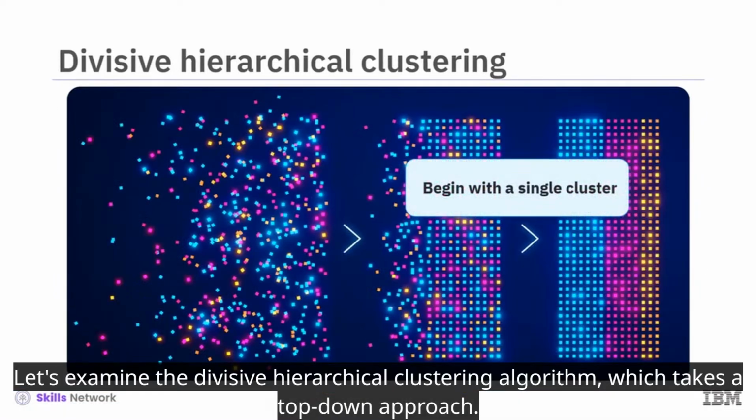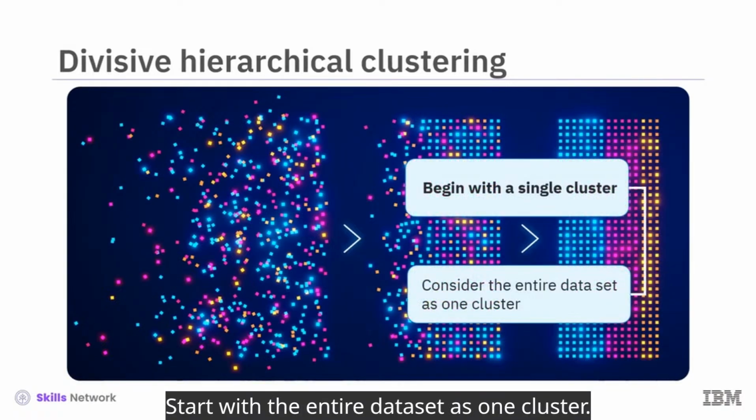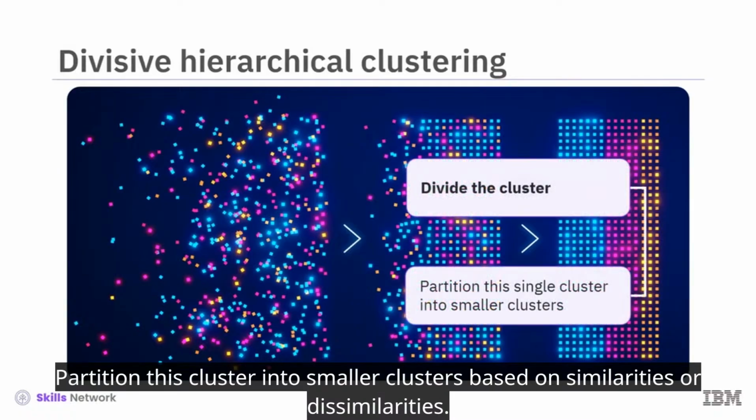Let's examine the divisive hierarchical clustering algorithm, which takes a top-down approach. Start with the entire data set as one cluster. Partition this cluster into smaller clusters based on similarities or dissimilarities.